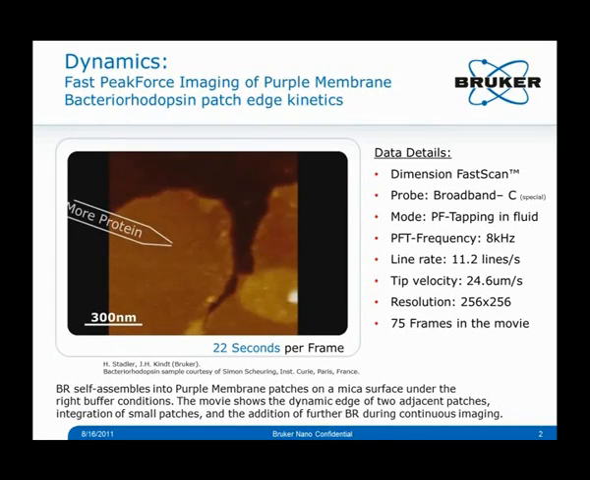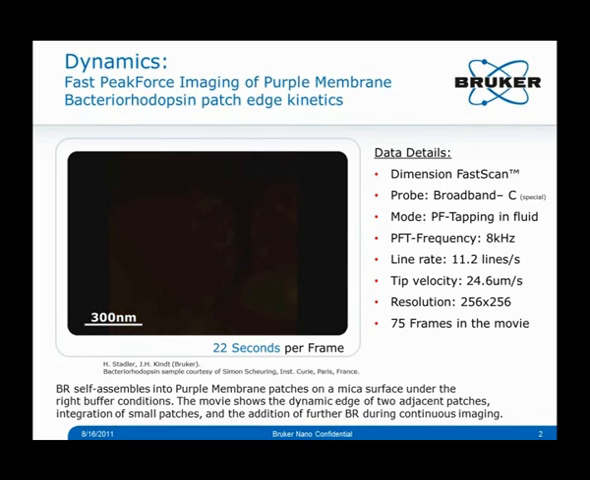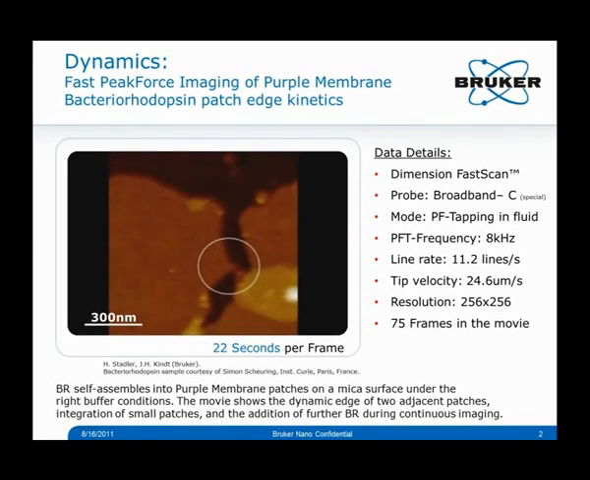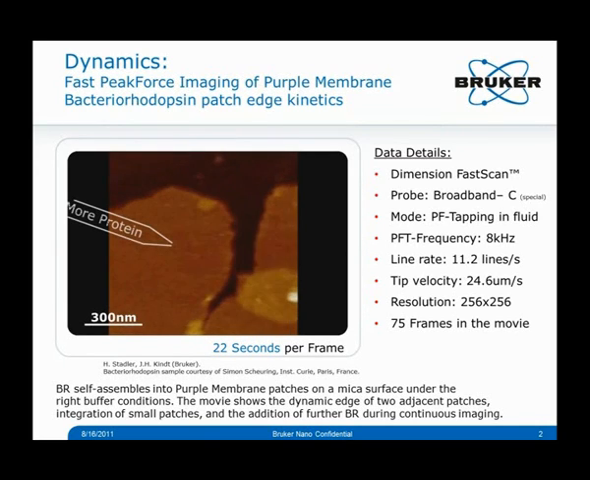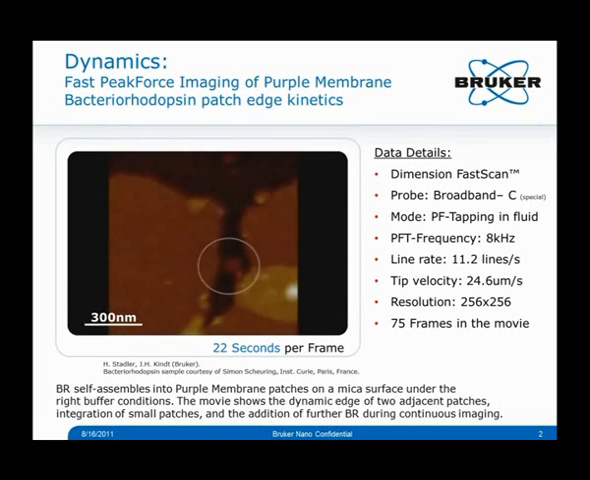Of course, we are doing PeakForce tapping in fluid here. The PeakForce tapping frequency is the maximum frequency allowed in the FastScan system, which is 8 kHz, allowing 8,000 pixels per second, which then works out as a line rate of 11.2 lines per second and a tip velocity of 24 microns per second at a resolution of 256 squared. And the whole movie consists of 75 frames.